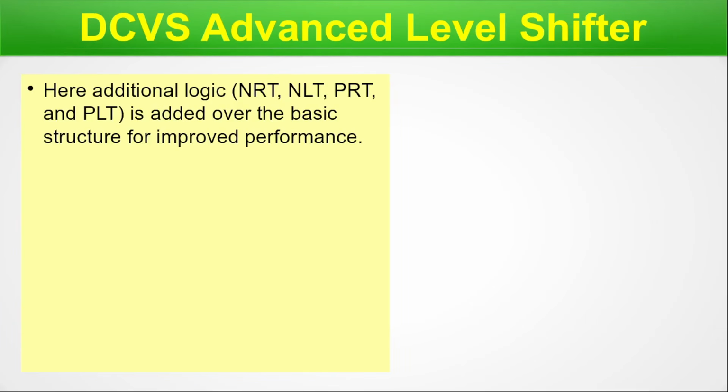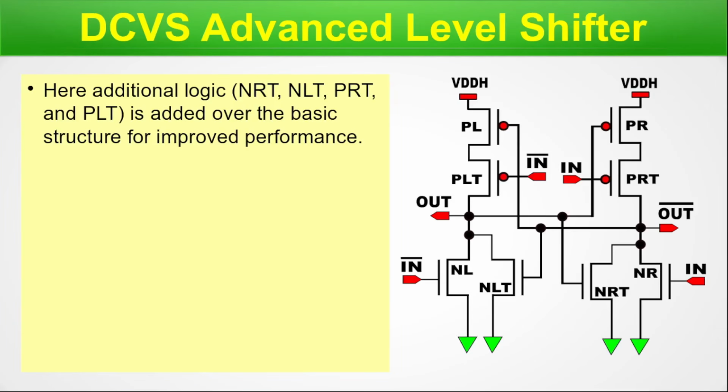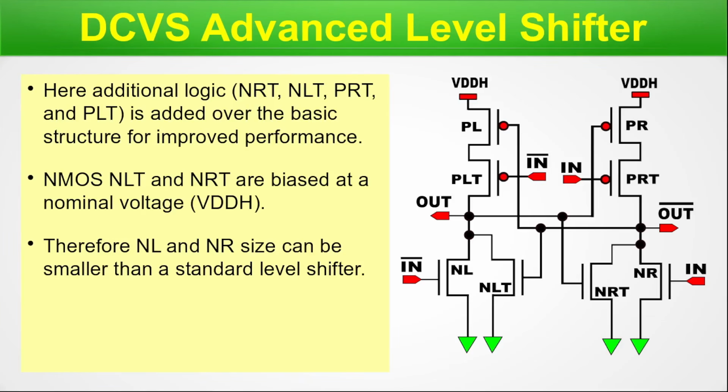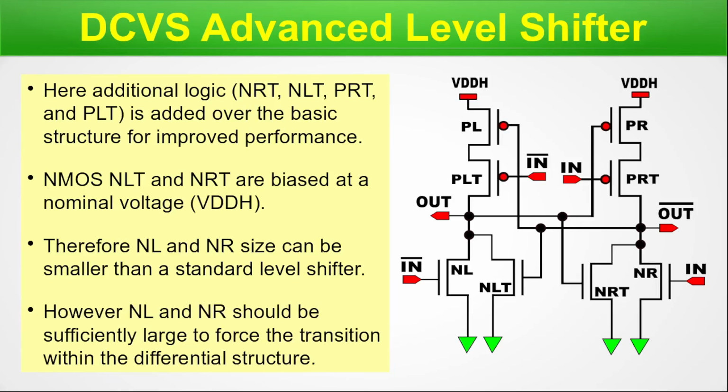DCVS advanced level shifter. Here, additional logic NRT, NLT, PRT and PLT is added over the basic structure for improved performance, as you can see from the right hand side picture, which is a clean and neat diagram of the advanced DCVS level shifter. NMOS, NLT and NRT are biased at a nominal voltage VDD-H. Therefore, NR and NL size can be smaller than a standard level shifter. However, NL and NR should be sufficiently large to force the transition within differential structure.